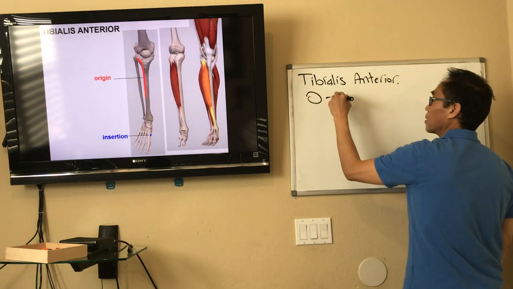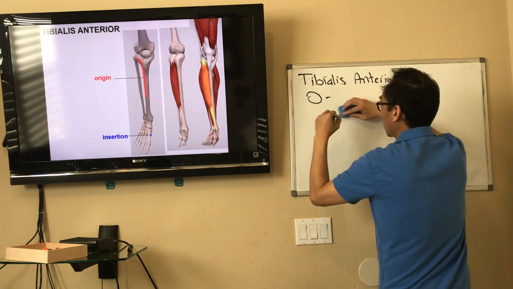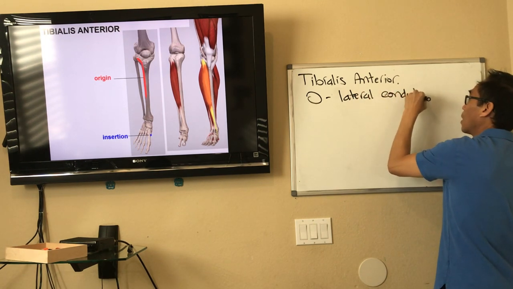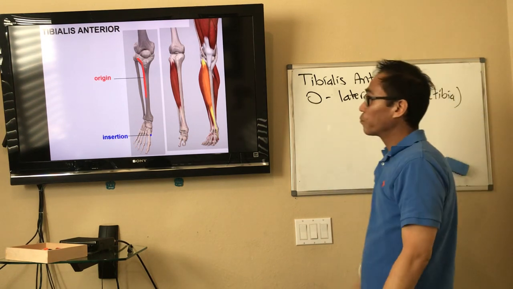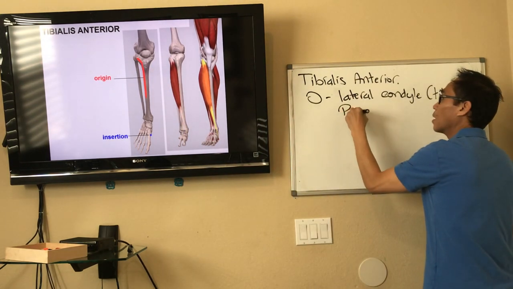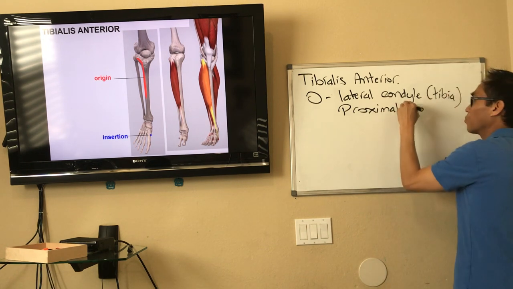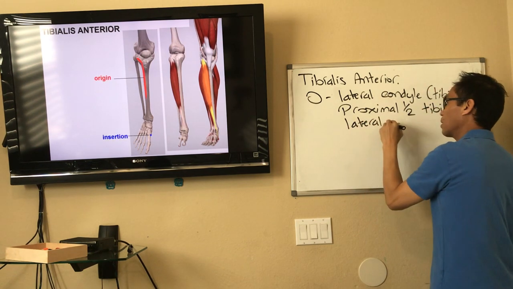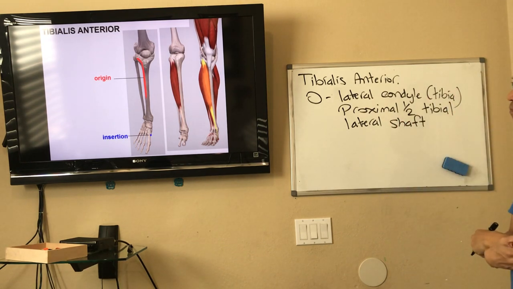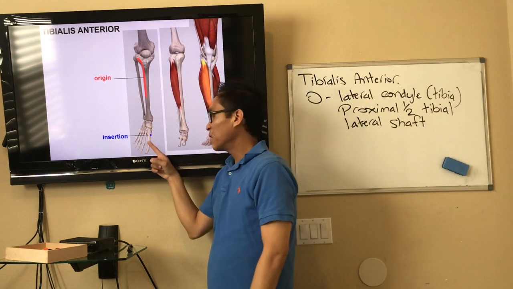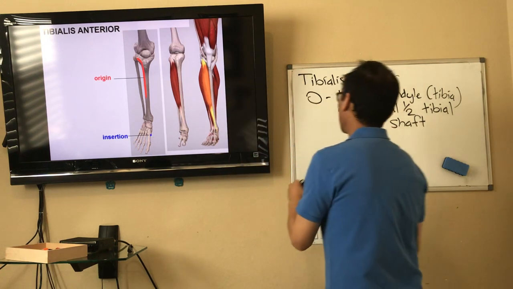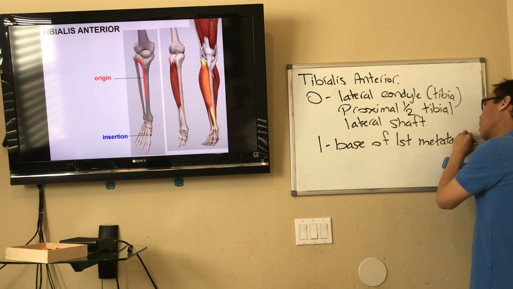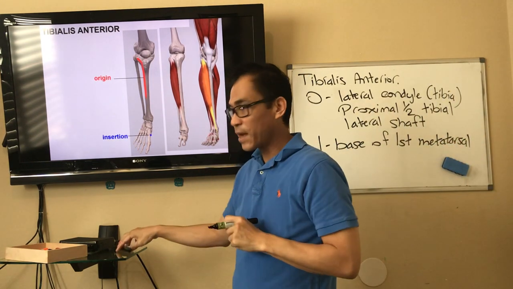So the origin. Lateral condyle. Tibia. It's going to go down to proximal shaft lateral aspect. Proximal half. Tibia. Lateral shaft. Just phrase it like that, okay? It's going to insert all the way down here. It's going to cross the ankle joint. It's going to insert on the base of the first metatarsal. So then this muscle can dorsiflex, invert foot.